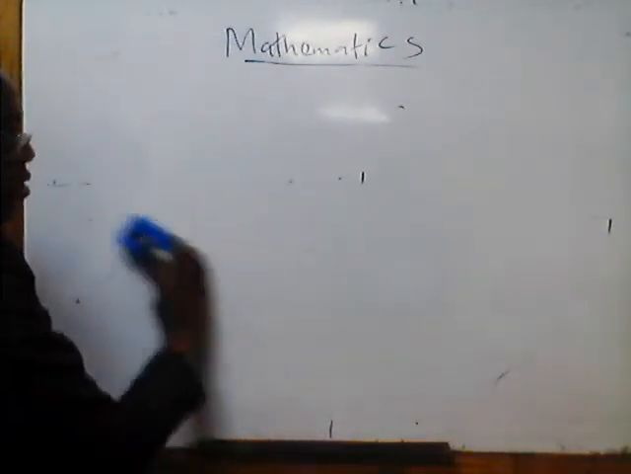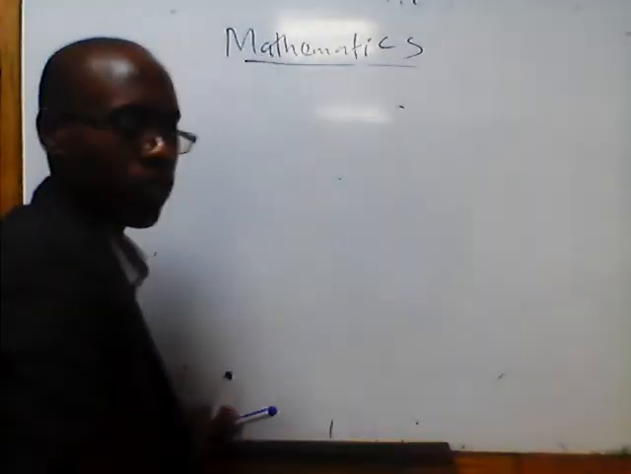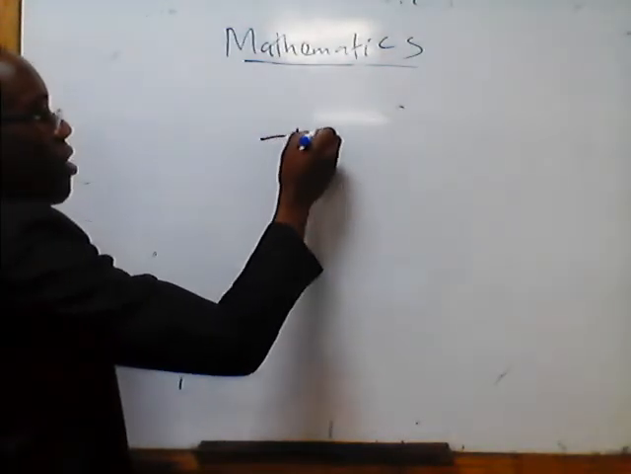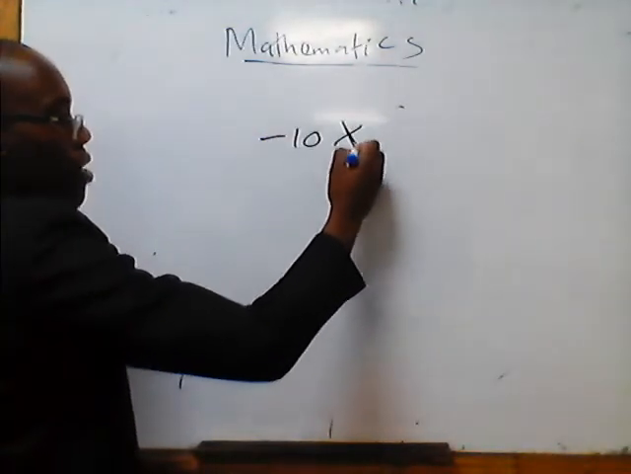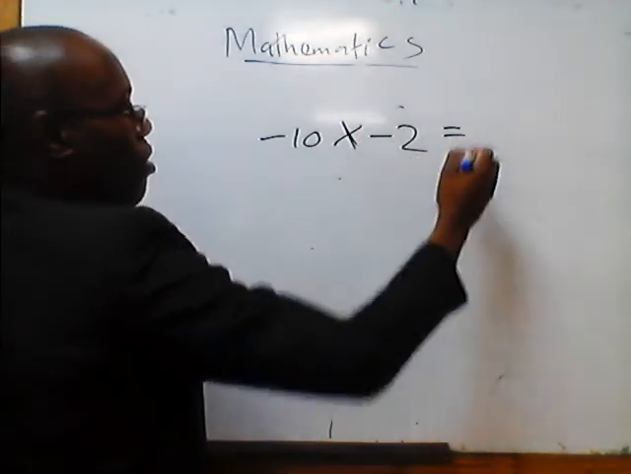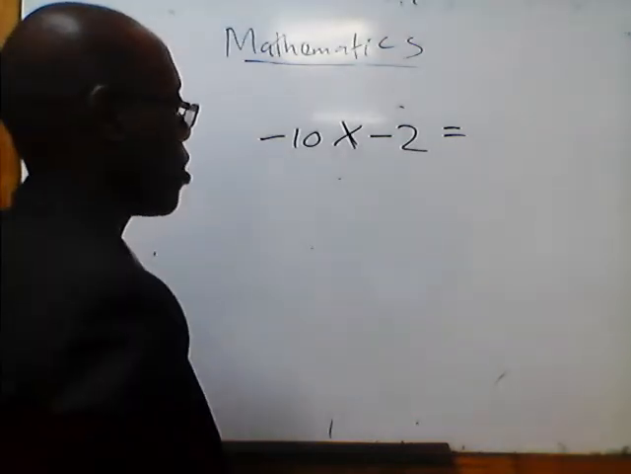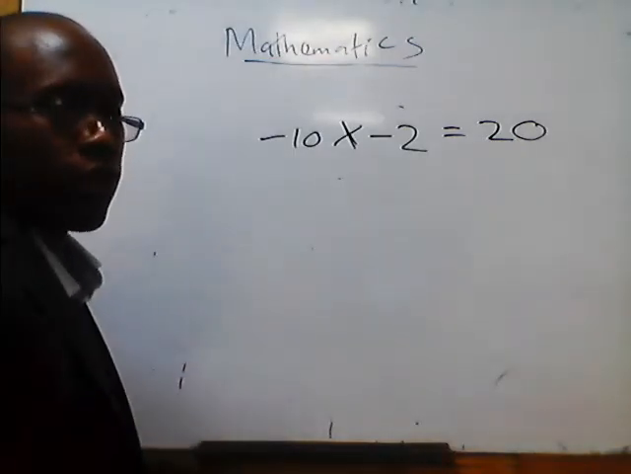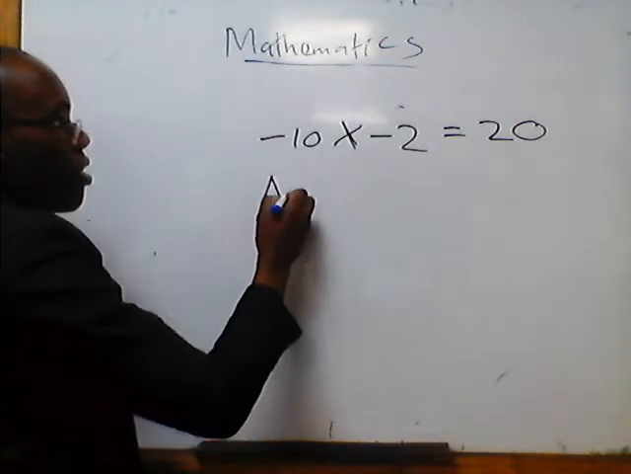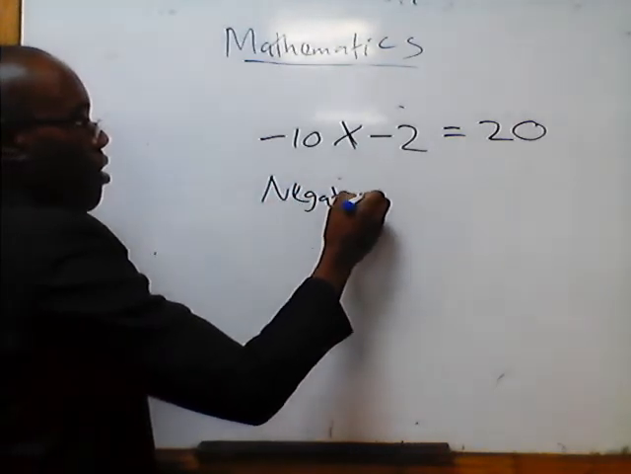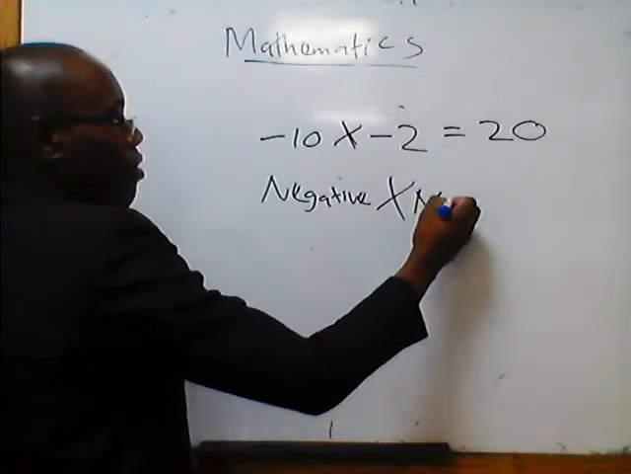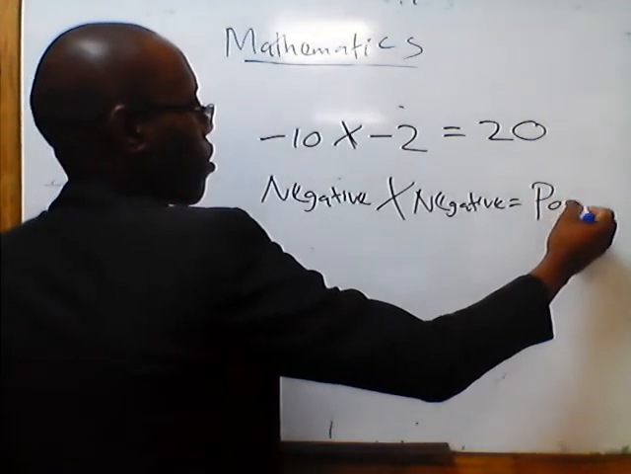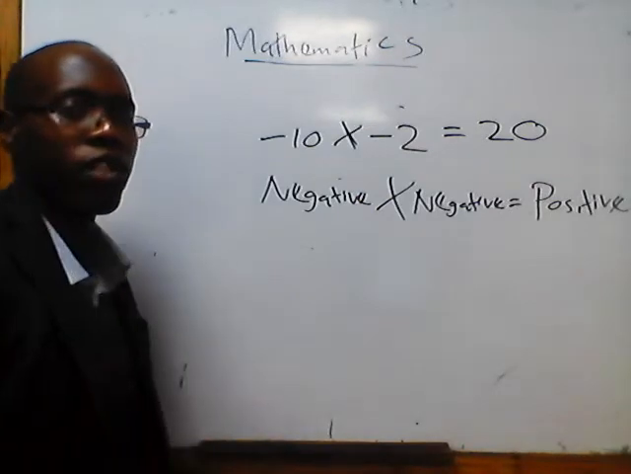Let us go to multiplication of negative and positive numbers. For example, you can be given a question like this: -10 multiplied by -2. If you use your calculator, automatically it's going to give you +20. So this is the rule that I want us to derive from this particular question. A negative times a negative, you should always get a positive.